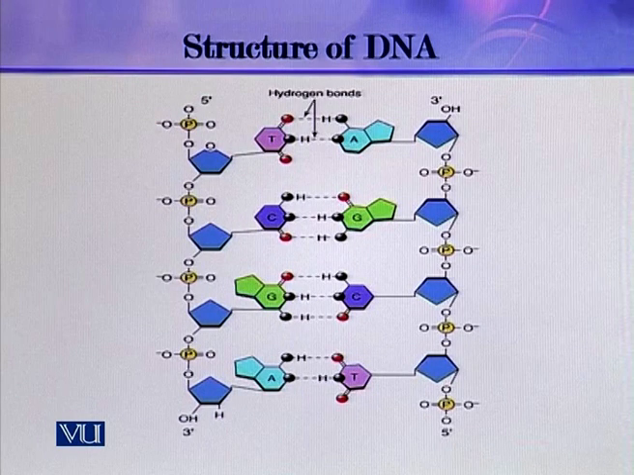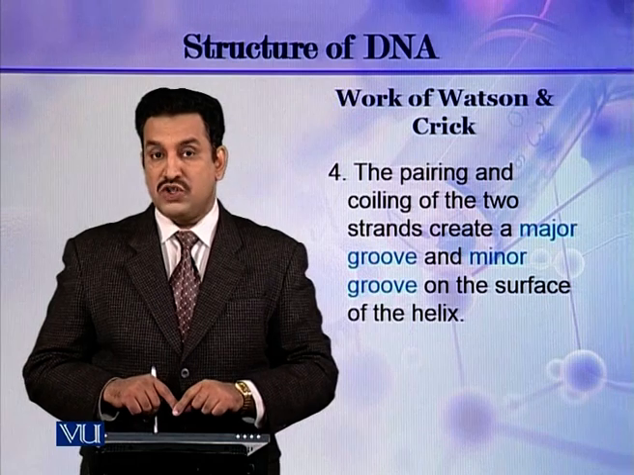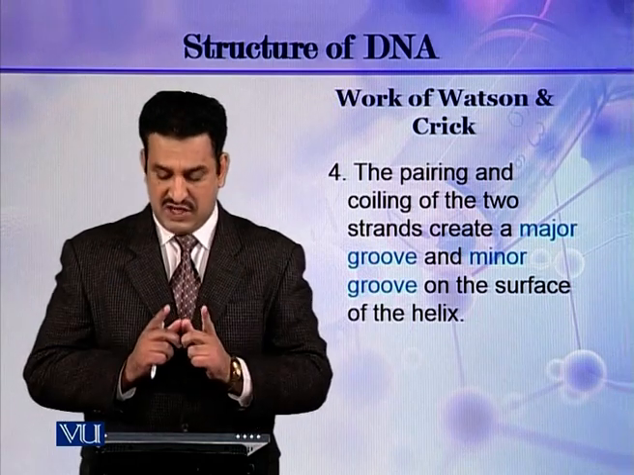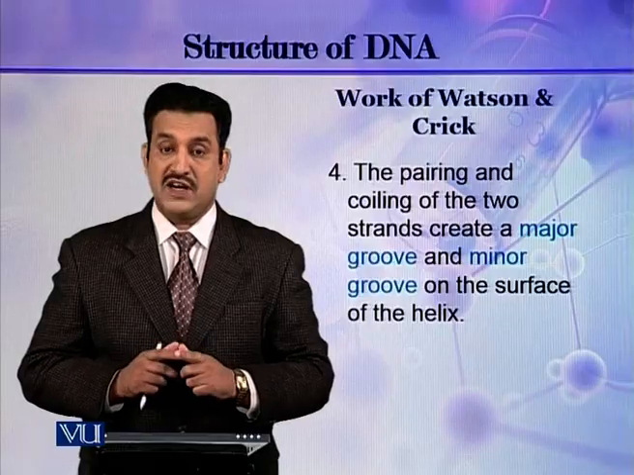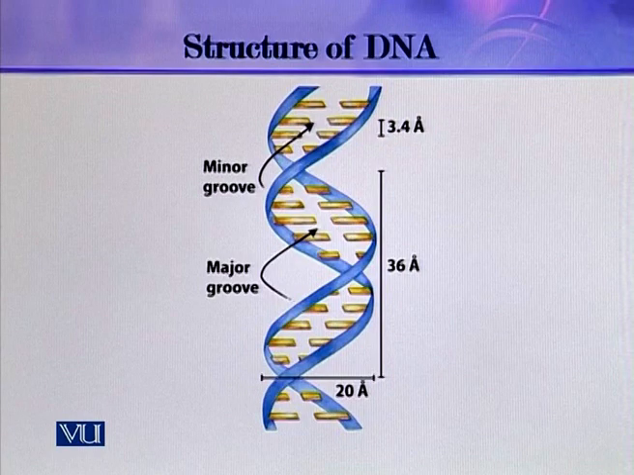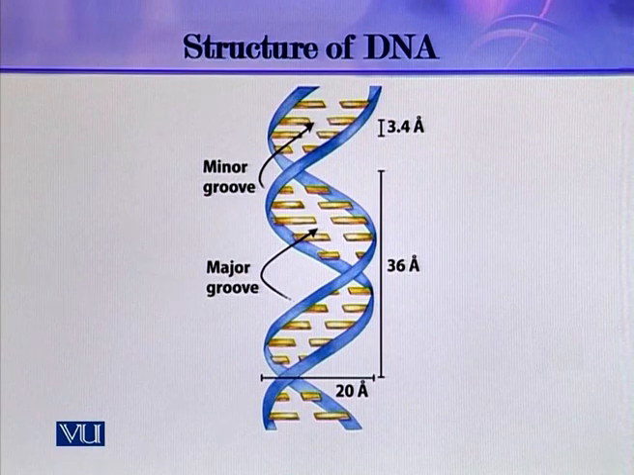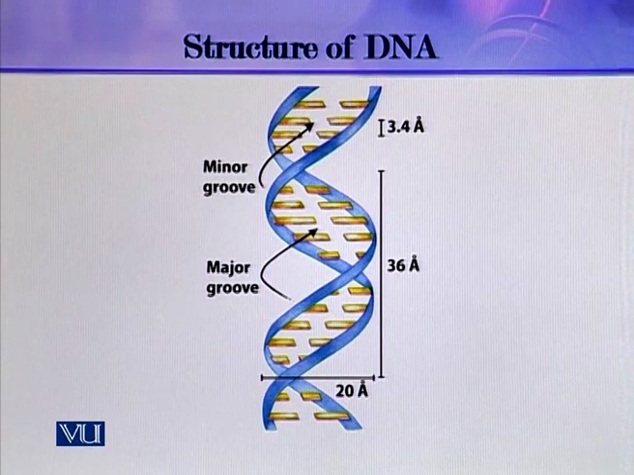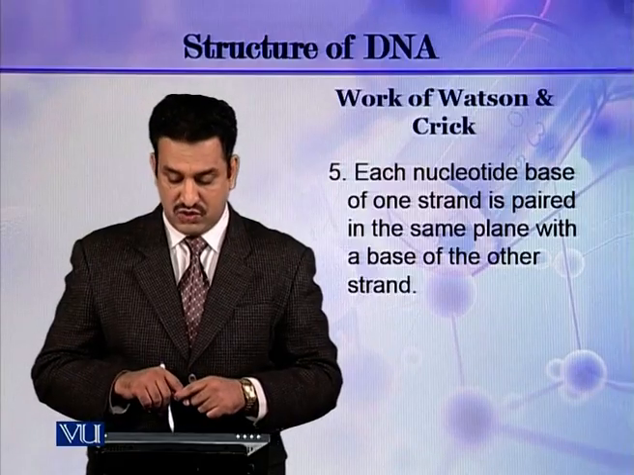Next, the pairing and coiling of the two strands of DNA create a major groove and a minor groove on the surface of the helix. In this picture you can see this is a major groove and this is a minor groove. These two grooves are made because the two strands first join together and then both coil around an imaginary, single axis, and they form two grooves, the major groove and the minor groove.